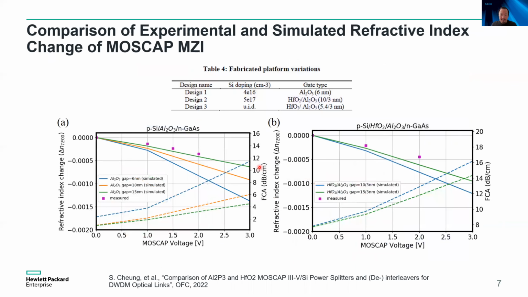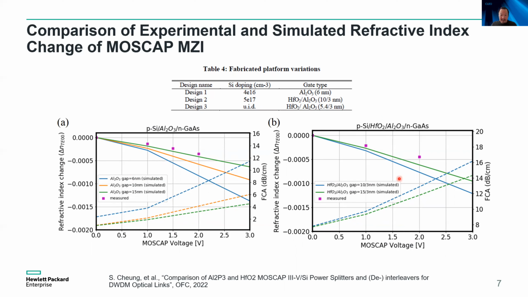Okay, so here we compare experimental and simulated refractive index changes of our MOSFET structure. We've actually fabricated our devices on a platform with 3 different variations shown in this graph here. But this plot down here shows calculated index changes of various aluminum oxide thicknesses versus bias, and we compare that to measured results indicated by the purple squares. It's quite close, but the measurements point to either an effective thickness of 15 nanometers or a different refractive index value.